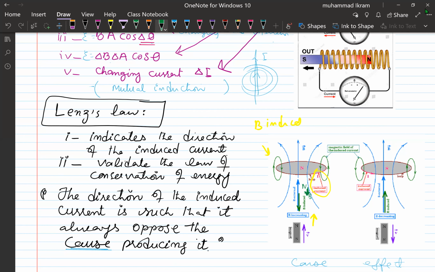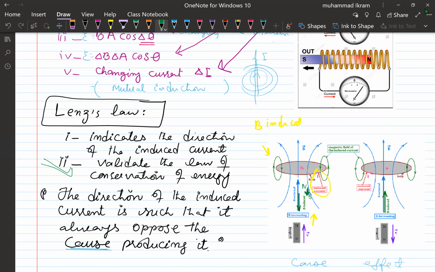This is why when you bring it nearer, its motion is resisted. This is why you will continuously supply energy to keep the magnet moving if you want to produce more induced EMF. So this is consistent with the law of conservation of energy. If you want to keep it moving, you have to provide energy, right? Why? Because it is not a self-perpetual process.